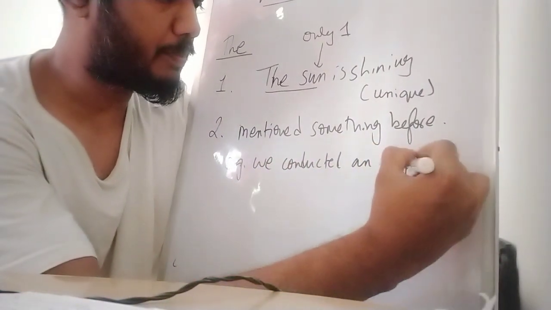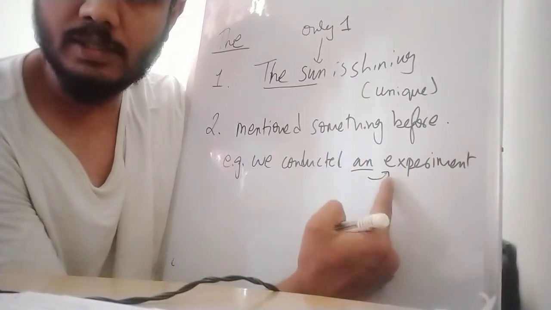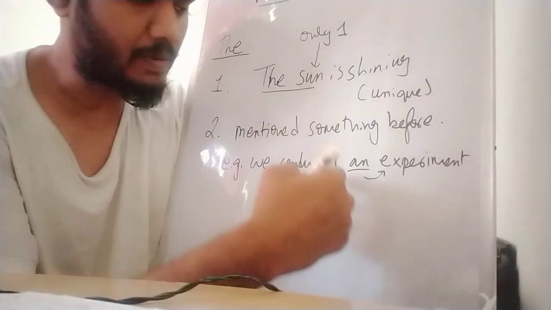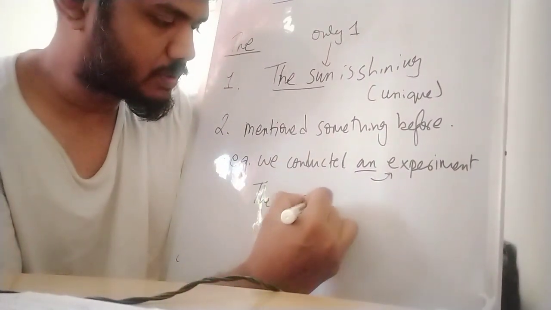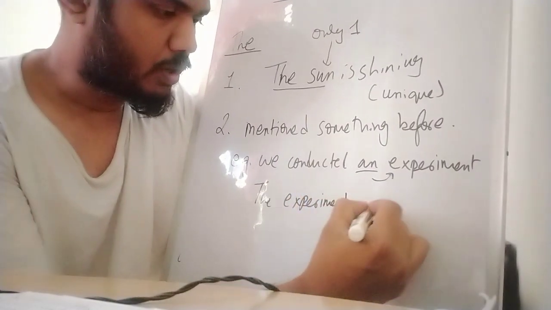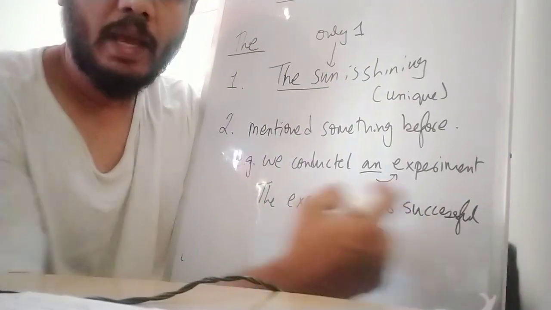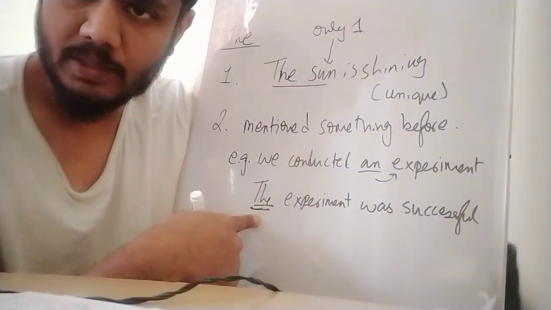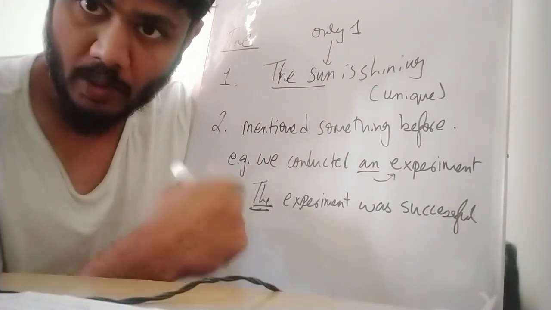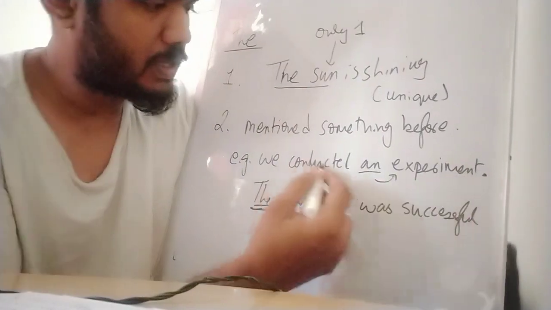So you say, for example, we conducted an experiment. So you see how I've used an before the next word, which is experiment, so an experiment. Now the next sentence, now I can say the experiment was successful. So why am I saying the, the experiment? Why am I using the definite article here? Because I've already mentioned in the previous sentence that we conducted an experiment.